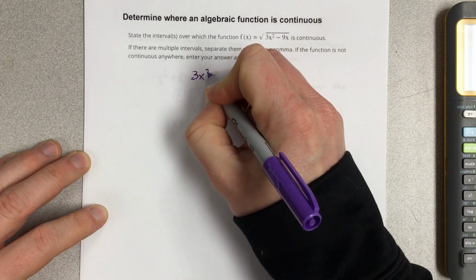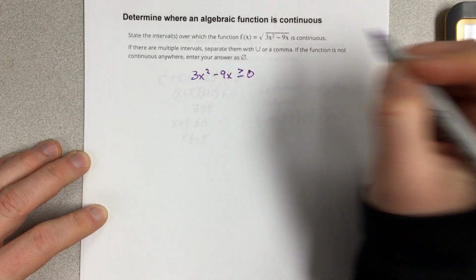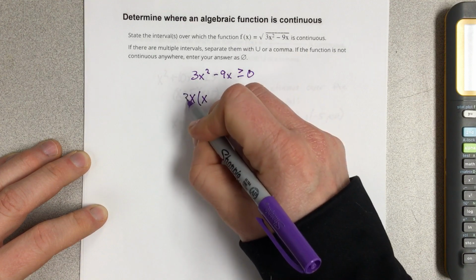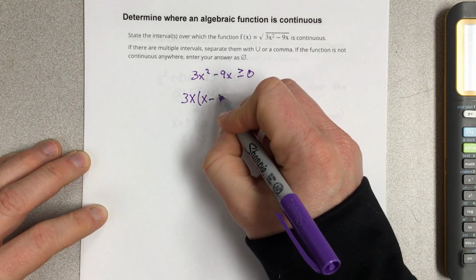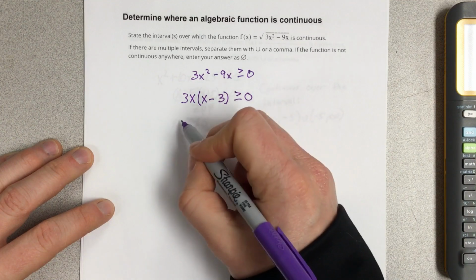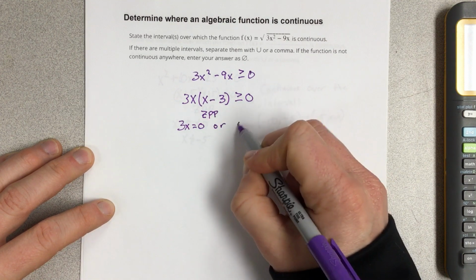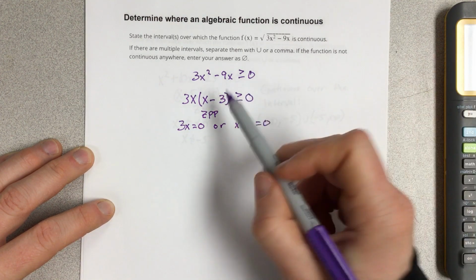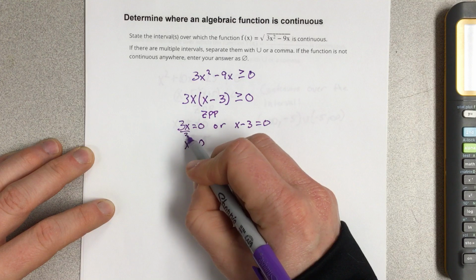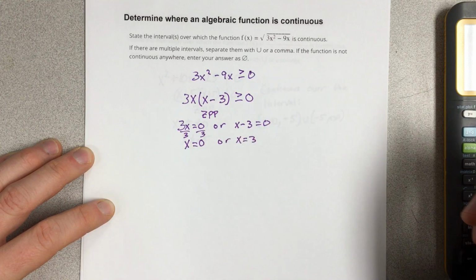I'm going to say that 3x squared minus 9x has to be greater than or equal to 0. And then I'm going to solve this by factoring out a 3x, that's 3x times x minus 3 has to be greater than or equal to 0. Now at this point I'm going to use the zero product property, so I'm going to say that 3x is going to equal 0, or x minus 3 is going to equal 0. Now this is a quadratic inequality, so once I figure out x equals 0 when I divide by 3, or x equals 3 when I add the 3 over, I draw a number line.